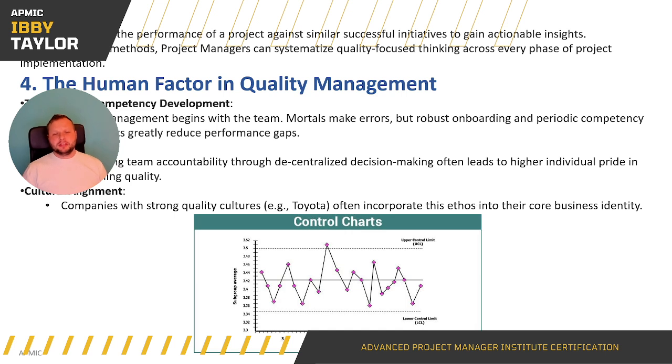Encouraging team accountability through decentralized decision making often leads to higher individual pride in maintaining quality. Now this one's quite important, as I've seen this used personally. So if you think about a normal company structure, it tends to be a bit of a pyramid. You've got the C-suite, the CEO, the executives, the directors, and then everyone else is down at the bottom. And decisions come from the top and just filter all the way down. And when you're at the bottom, you just get told what to do.